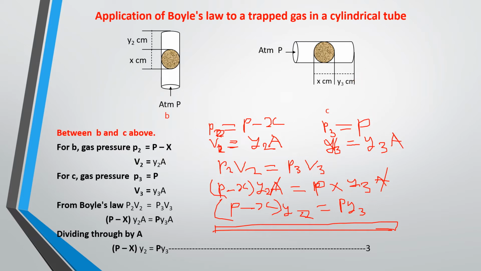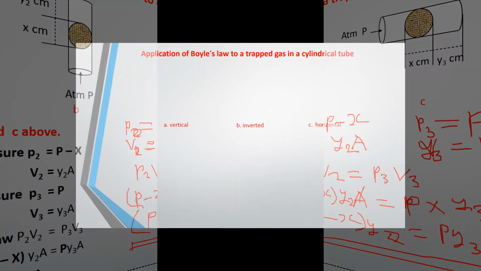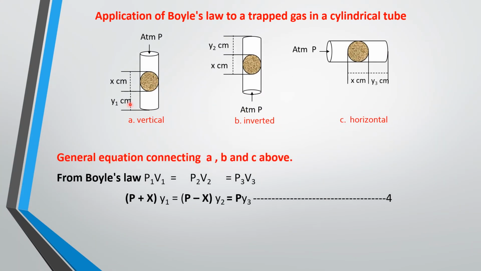Okay, so generally, with all these conditions that we have discussed, you can have an equation that will connect all of them together. Remember that from Boyle's law, we've gotten that P1 V1 is equal to P2 V2, and P2 V2 is equal to P3 V3. If you go back, you see that your P1 V1 is (P plus X) times Y1, your P2 V2 is (P minus X) times Y2, and your P3 V3 is P times Y3. Is that okay? So this is the general equation for connecting all of them.